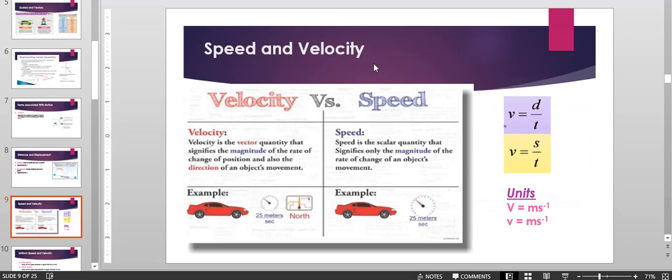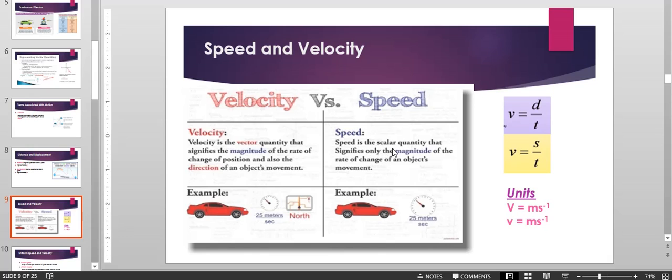The next terms are speed and velocity. Velocity is a vector quantity that signifies the magnitude of the rate of change of position and also the direction of an object's movement. That is, 20 meters per second is the magnitude, whereas north is the direction of this car.